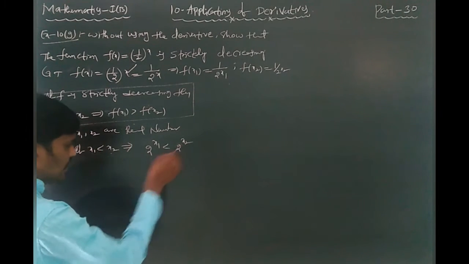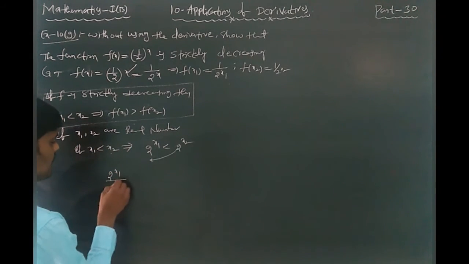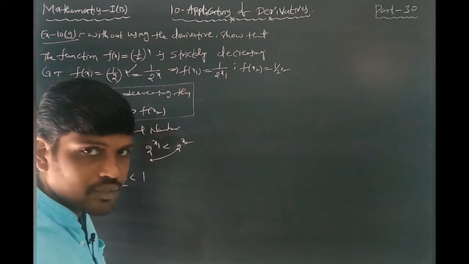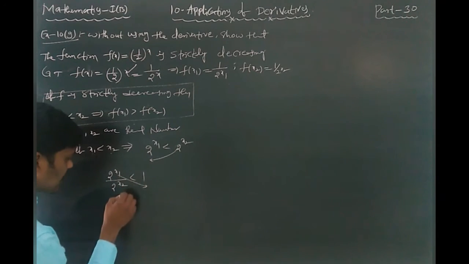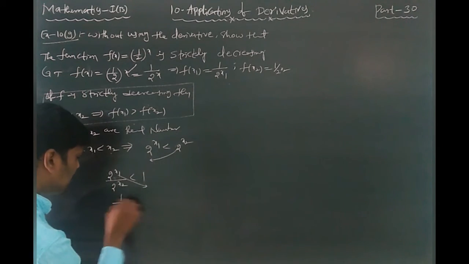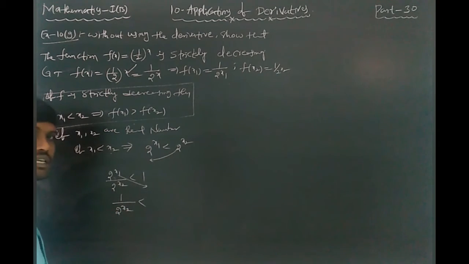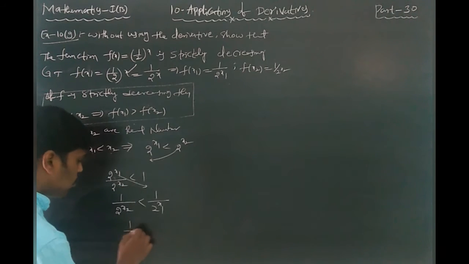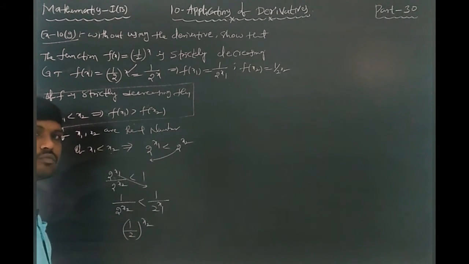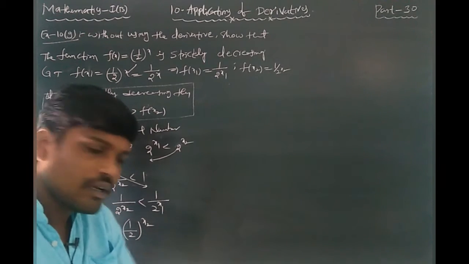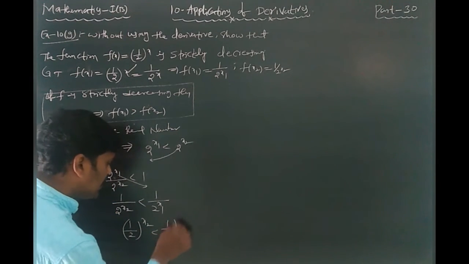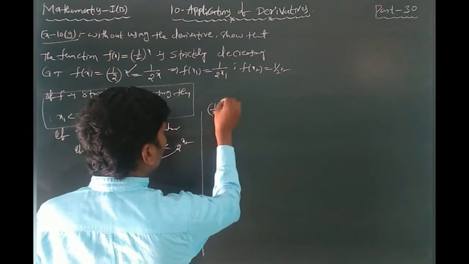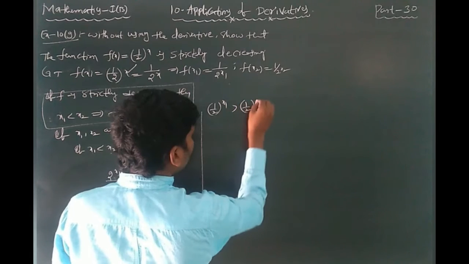After that, 2^x1 by 2^x2 is less than 1, the denominator goes to the other side. Then 1 by 2^x2 is less than 1 by 2^x1. This can be written as (1/2)^x2 is less than (1/2)^x1, since 1 power x2 value is 1. So (1/2)^x1 is greater than (1/2)^x2.